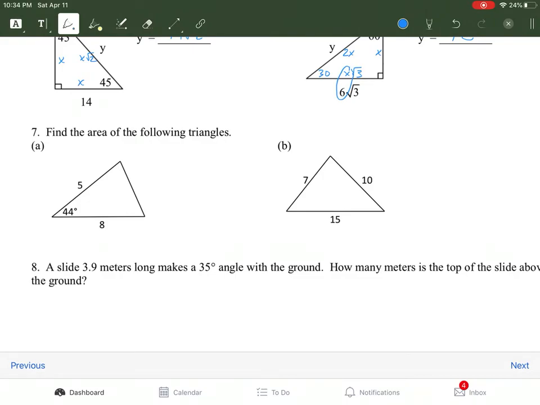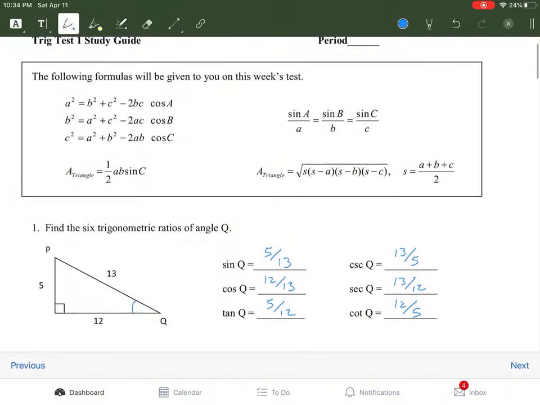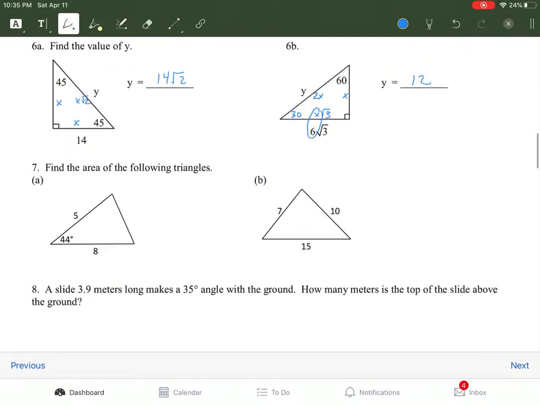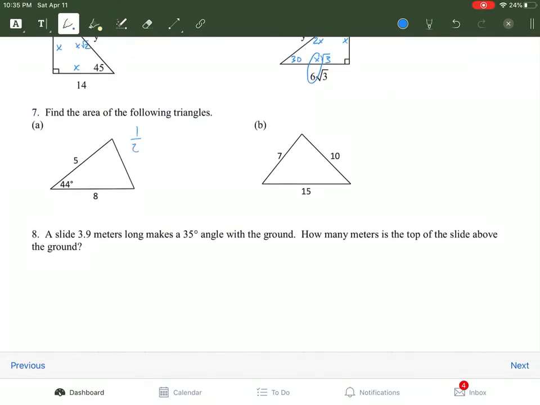All right, finding the areas for these following triangles. You are given 2 formulas at the very top. So let's roll back up to the top. Here's the first one. I'll highlight it. 1/2 times AB times the sine of C. So if you're given 2 sides and an angle, you're going to use this formula, which is what we have here. So 1/2 times A times B times the sine of 44. If you plug that into your calculator, the area of the triangle is 13.89.